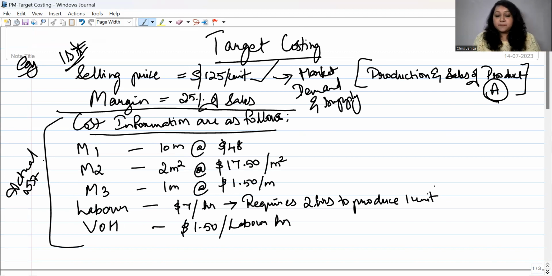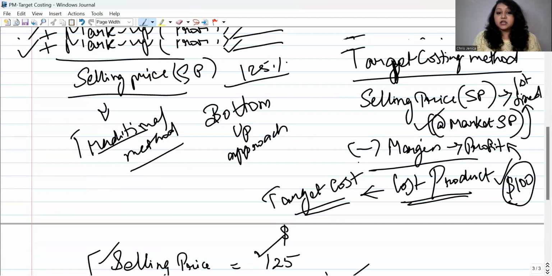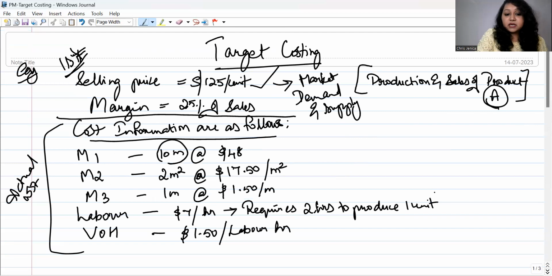For producing product A, three materials are required, which I have mentioned as M1, M2 and M3. Material 1 requires 10 meters at $48. So you need 10 meters of M1 to produce product A, and these 10 meters are going to cost me $48. So let me note that down. M1 is going to be $48. I'm not going to multiply 10 by 48, because all 10 I'm going to purchase at $48.